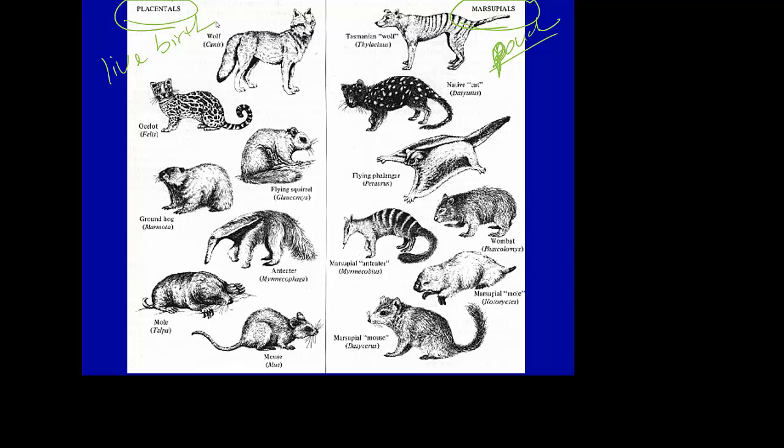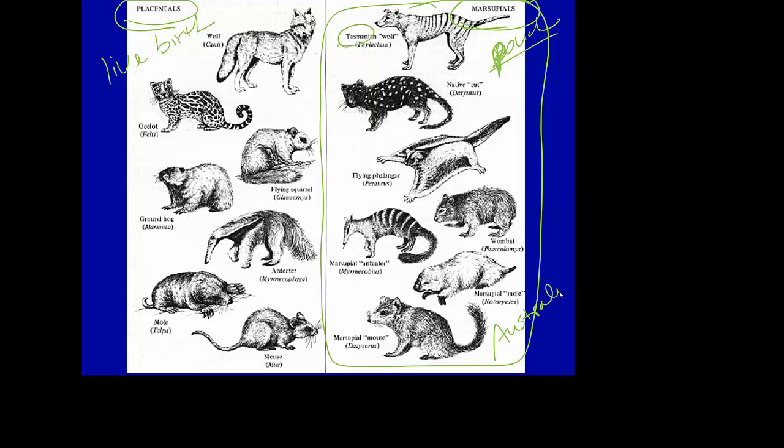So where do you think we find most of these marsupials? Does this give you a clue? Tasmania. You may know that most of these are actually found in Australia. Do you know the one marsupial we have in North America? It's actually the possum.